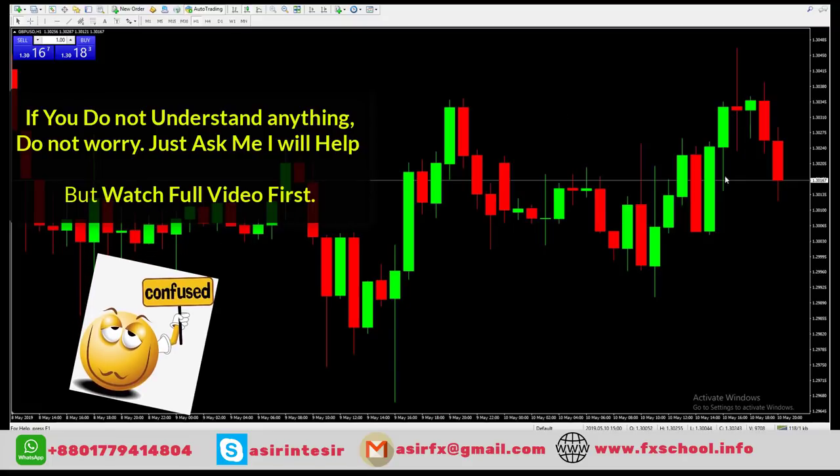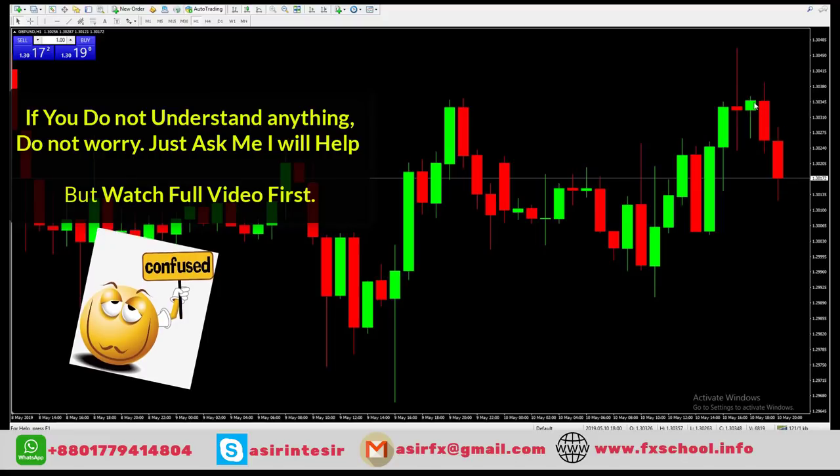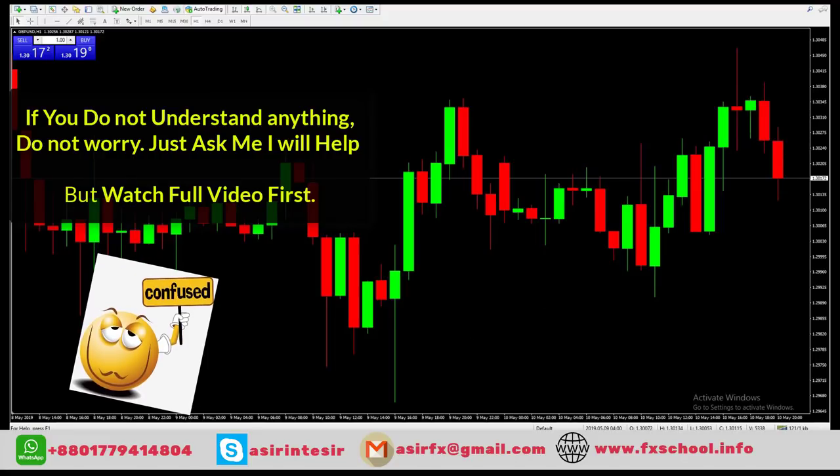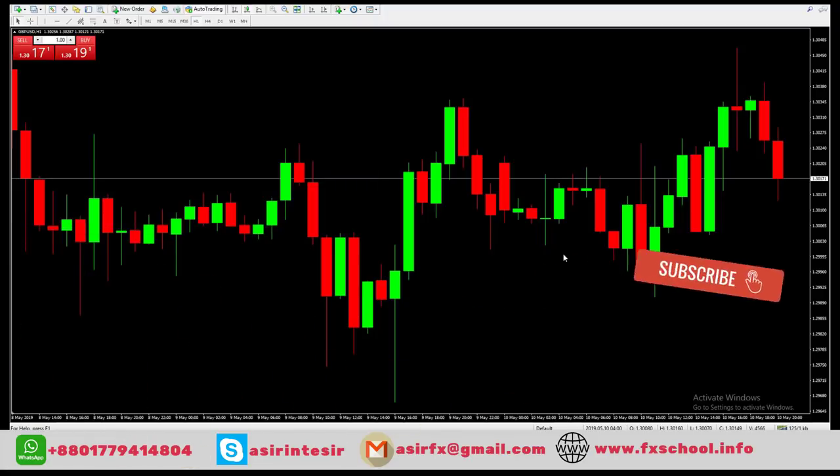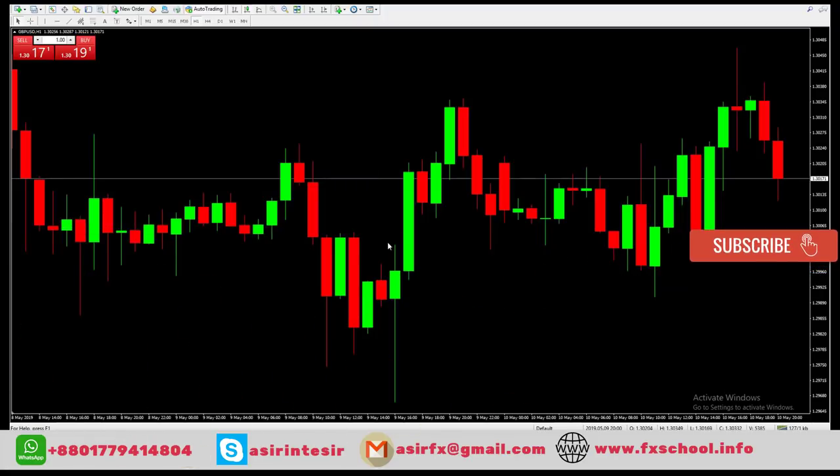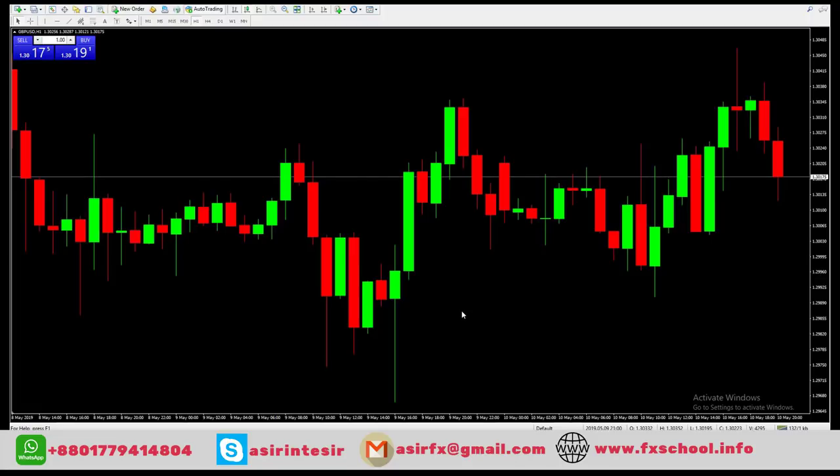Okay, so this one is a candlestick, this one is also a candlestick, and this one is also a candlestick, but every one has different sizes and patterns. Some candles are very small, some are very long, and some are like this. Whatever type comes, everything is a candlestick. So I think you understand what a candlestick is.